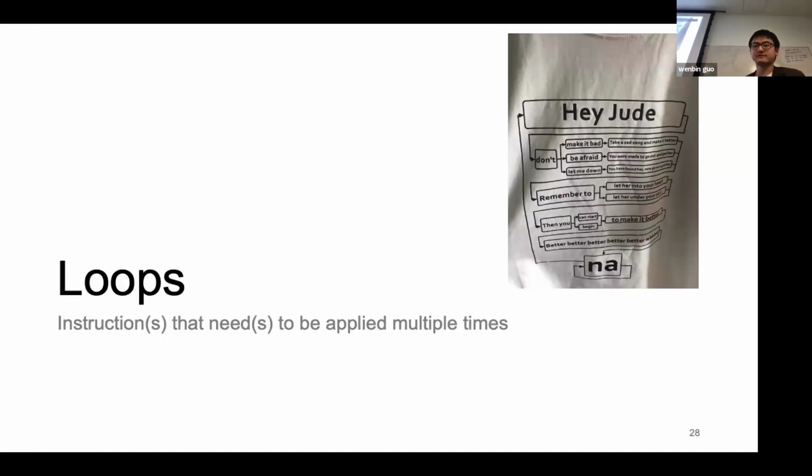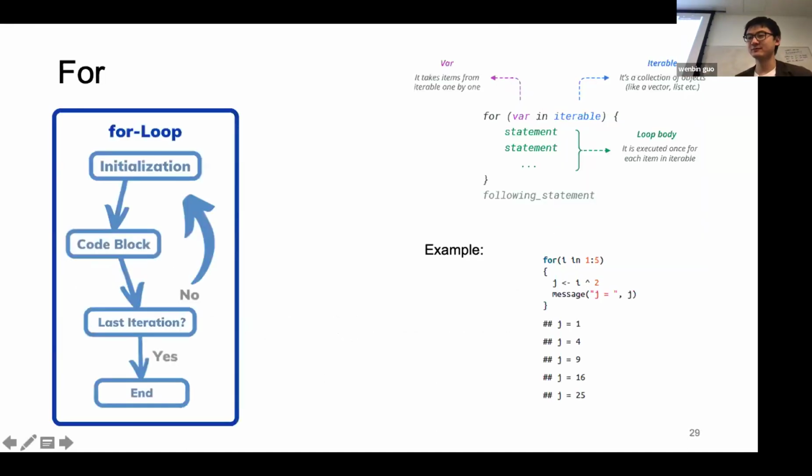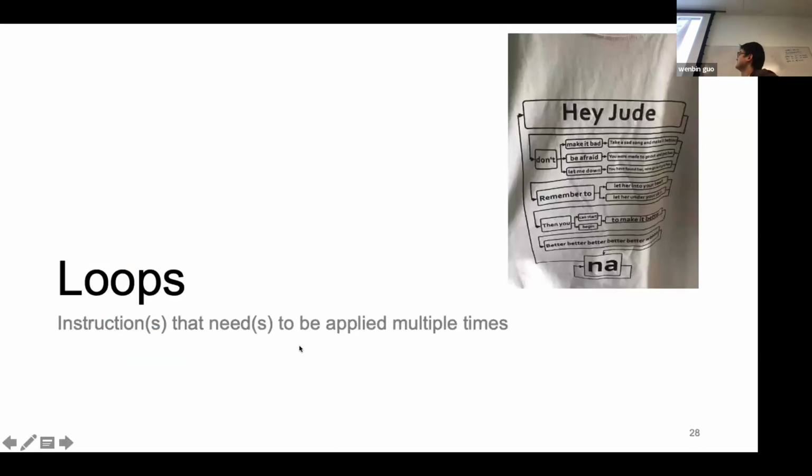So about the loops, I would like to also point it out. This is quite a common thing in our daily life. If you have ever heard the Beatles song "Hey Jude", the whole lyrics can be written in this flow chart, and there is a section of the song that starts with na na na na na na. So basically, it's kind of like a loop, right? You are repeating the same thing all the time.